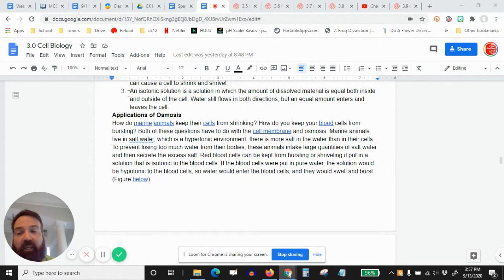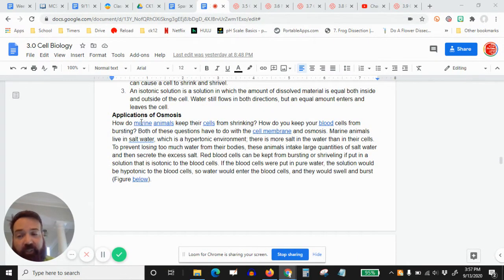Number 3, an isotonic solution is a solution in which the amount of dissolved material is equal both inside and outside the cell. Water still flows in both directions, but an equal amount enters and leaves the cell.